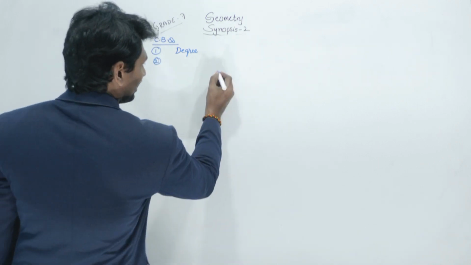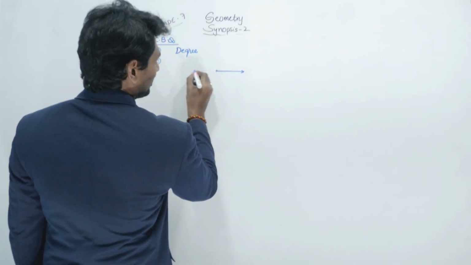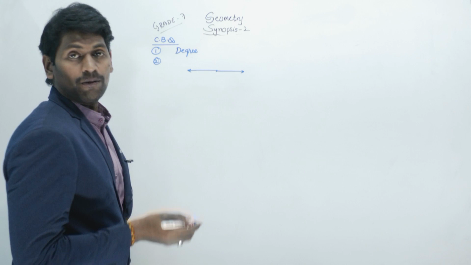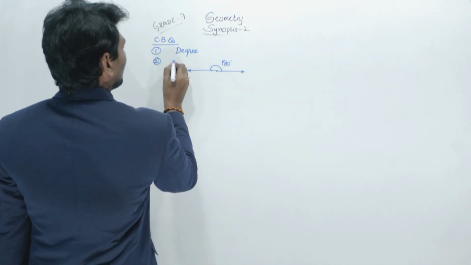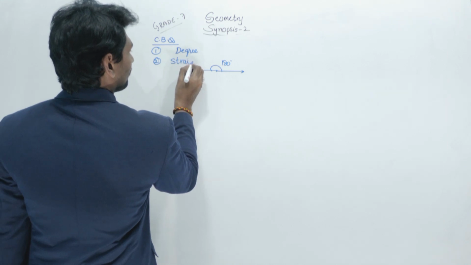Next, second one: the terminal ray and initial ray become opposite. Then the angle formed, terminal ray and initial ray. Initial ray is this one, terminal ray is this one, opposite to each other. Then the angle formed is 180 degrees, nothing but a straight angle.